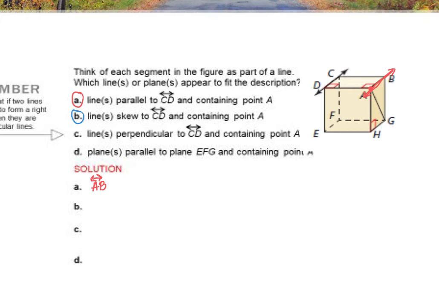Let's check B. Lines skew to CD. So skew means that they are not parallel, so it can't be AB, and it will never intersect CD. Well, AD will not work because that intersects D. AH will work. That's this line right here. That'll work. AH, because as we can see, it'll never intersect CD. And then there's one more, and that would be AG.